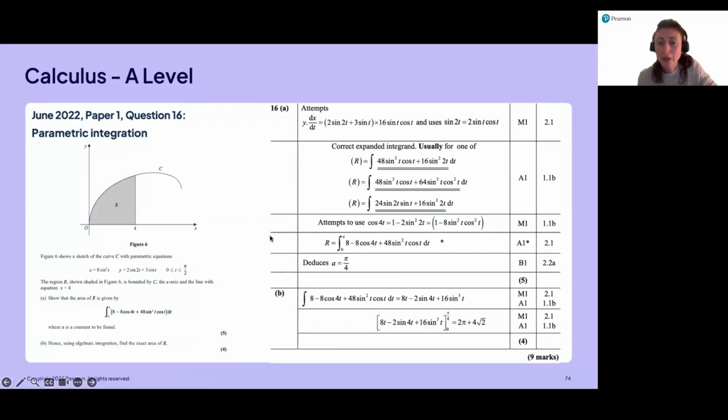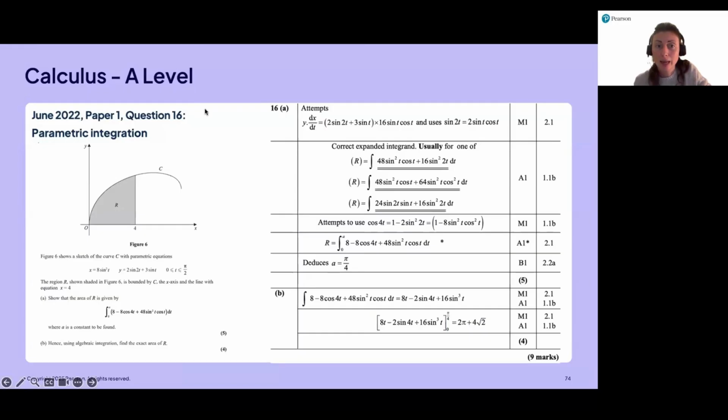And so, yes, thank you. In the chat, we did have the correct answer. So that's 16 sine cubed t. I'm just looking at part B there. And then part A, you can see it's quite complex, really, isn't it?